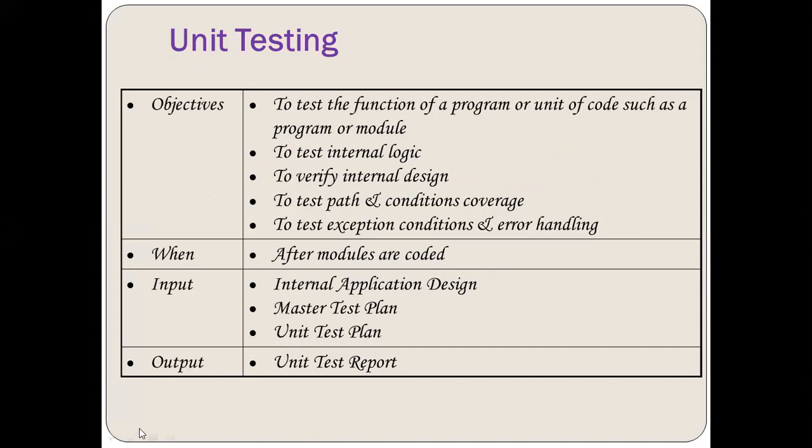Now, what are the objectives of unit testing? I have just taken it in the same format. We say that the function of the program is tested and internal logic is tested. That means the logic of the program. Internal design will be tested. That means all the internal data structures and variables will all be tested. All the test paths and condition coverage will be taken into consideration.